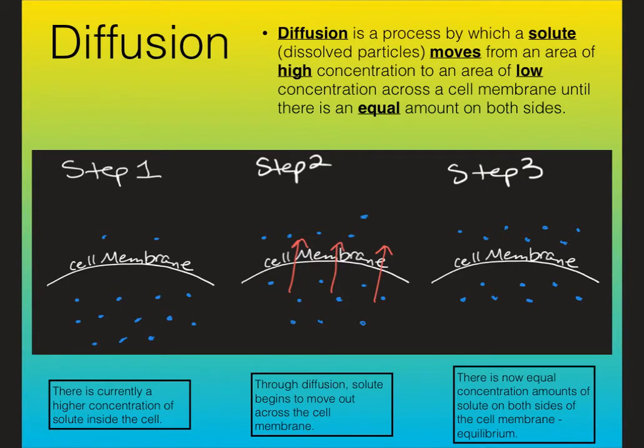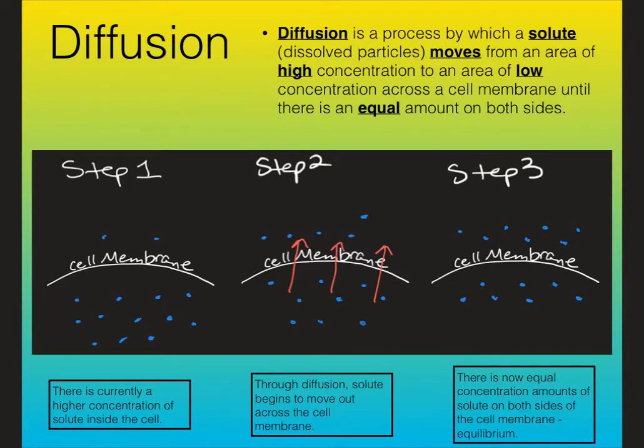The first type we're going to look at is diffusion. This is the process by which a solute, and solutes are particles that are dissolved in a liquid, moves from an area of higher concentration to an area of low concentration across the cell membrane until they reach equal amounts, which is known as equilibrium.